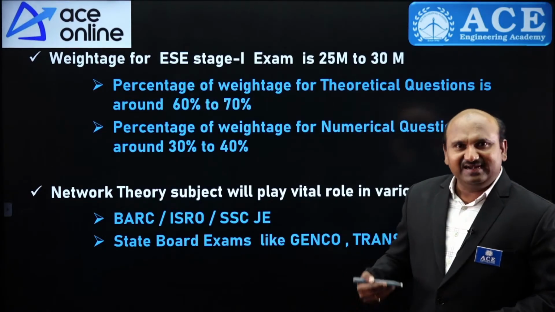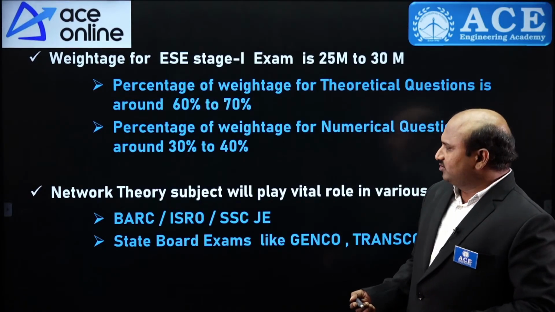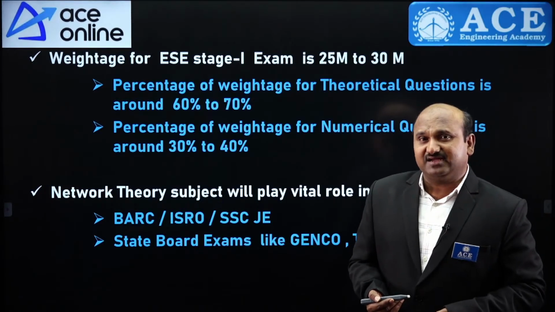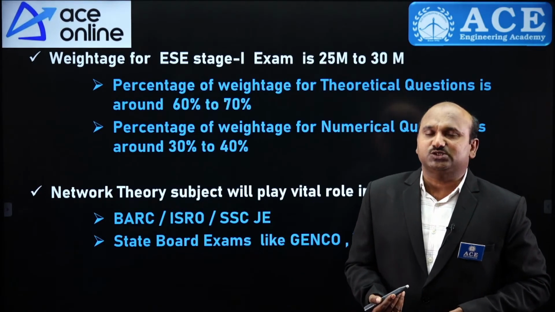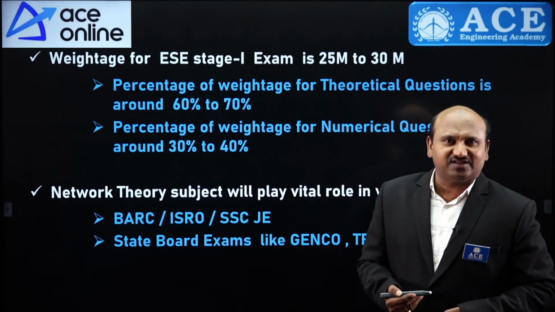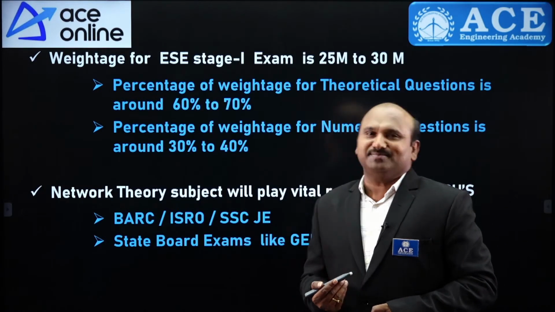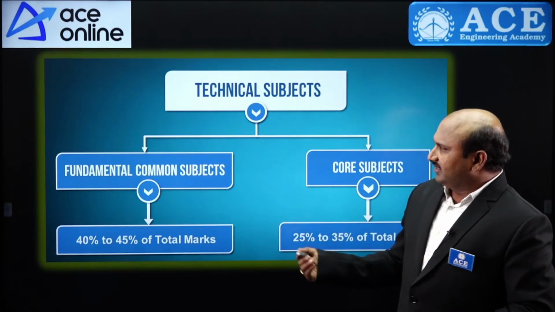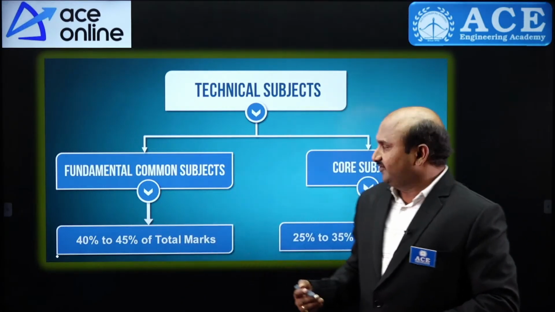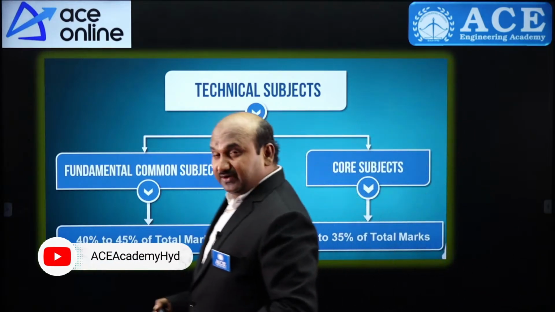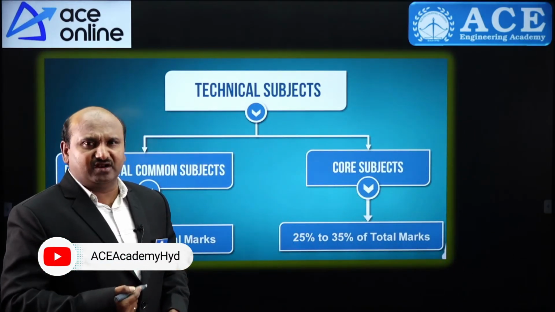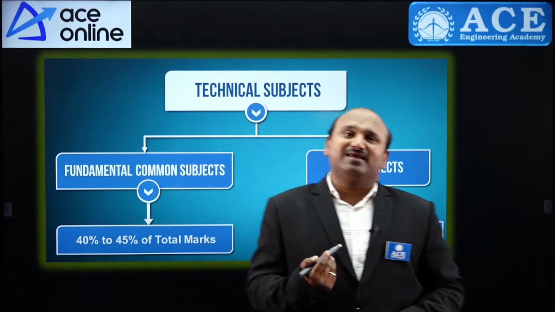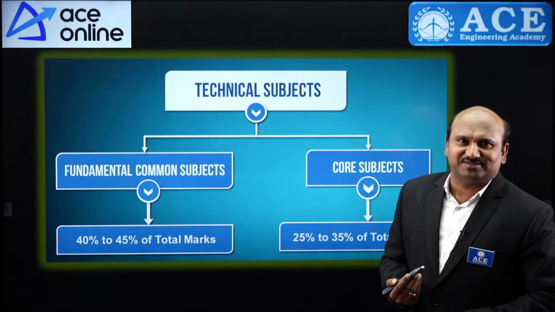Regarding PSUs, public sector units, this network theory subject is a prerequisite for many subjects. That's why these basics are very important for the other core as well as common subjects, right? Under technical subjects, the fundamental common subjects have 40 to 45% and core subjects 25 to 35%. It will vary for EC, instrumentation, as well as networks in electrical engineering as the electrical circuits subject, right?